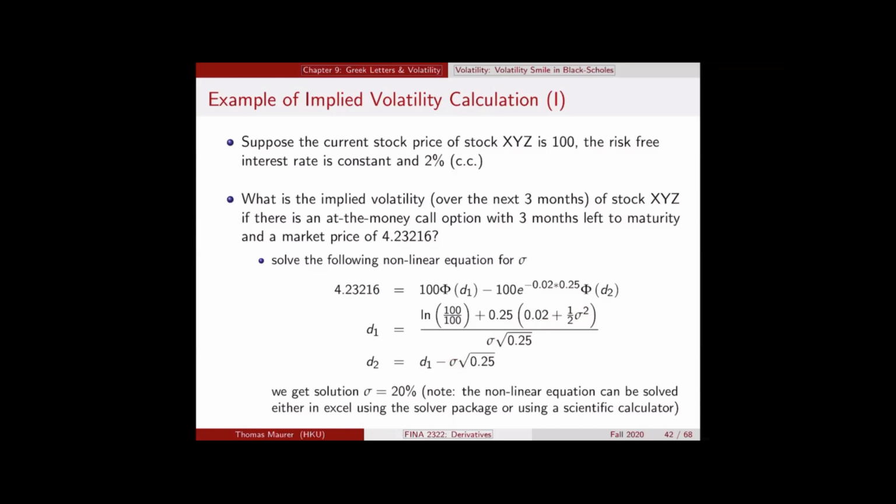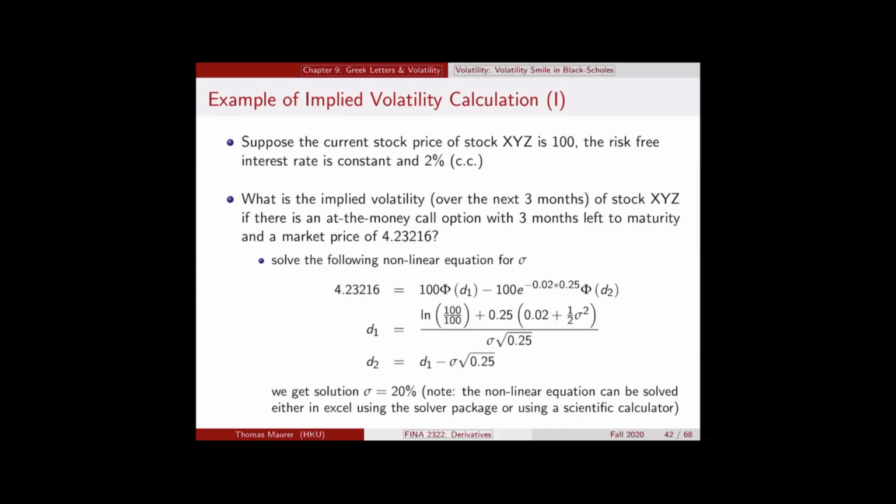So all we're going to do now is try to find a volatility sigma such that this equation holds. Meaning again, we try different values of sigma until we find the d1 and the d2, which we then plug in, such that this equation is true. Of course, this is really hard to do with pen and paper because this is a highly nonlinear equation.